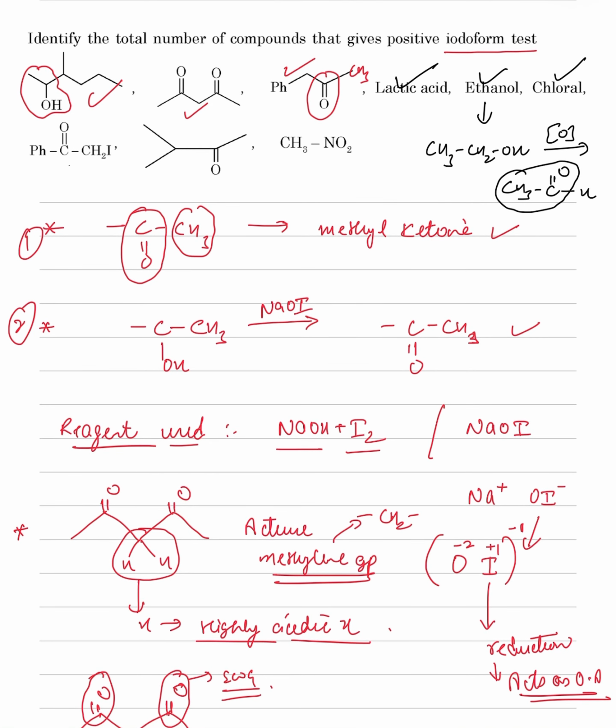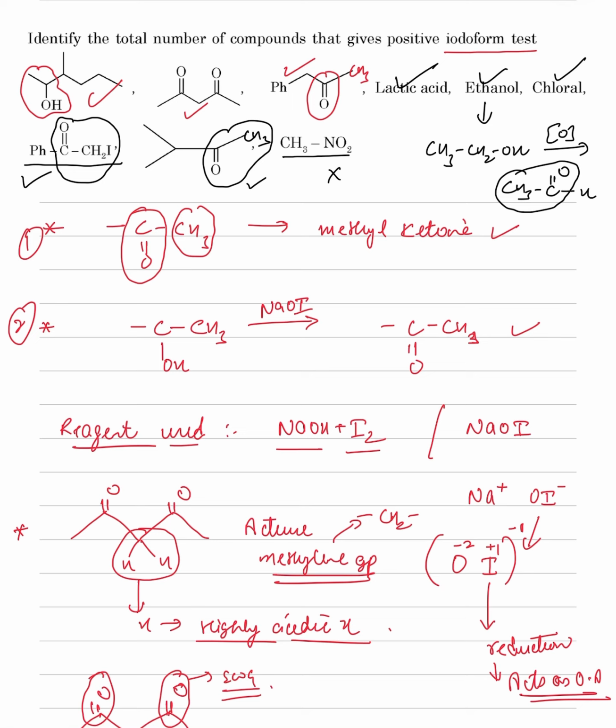Next, when it comes to PhC double bond O CH2I, here also we have a kind of active methylene site. Here, already one iodine is attached, but still it will give you the reaction. This will also show the test. In the next molecule, again we have the methyl ketone site, which will also give you the reaction. The last one, CH3NO2, doesn't have either a methyl ketone or a hydroxide containing group, right? So it will not show you the positive iodoform test.